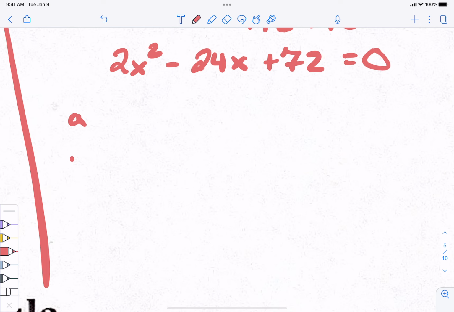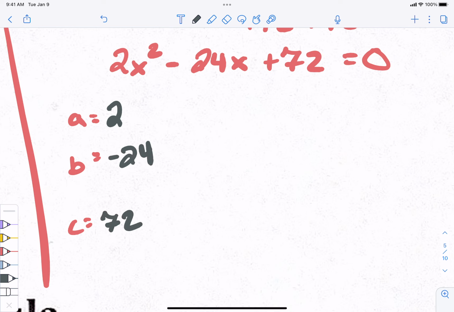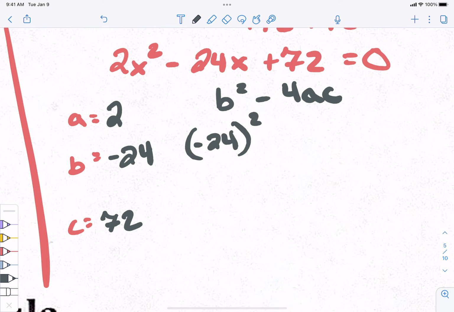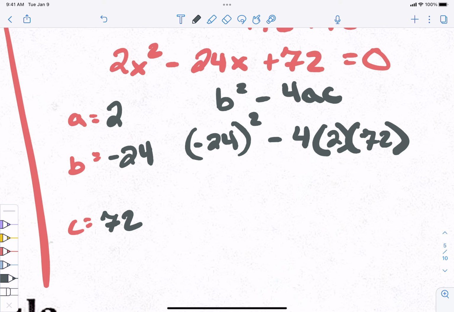Let's find a, b, c, and plug them in. So a is 2, b is negative 24, c is 72. We're going to do b squared minus 4ac. We're just doing the discriminant part. If I do b squared, it's negative 24 squared minus 4 times a, which is 2, times c, which is 72. All right, good?